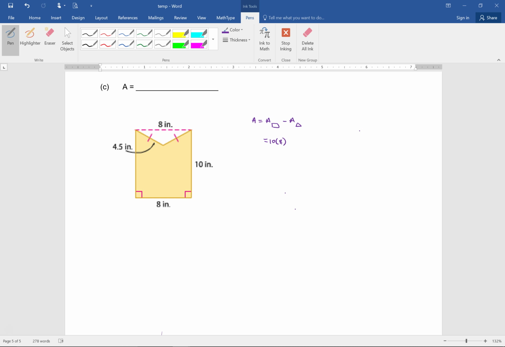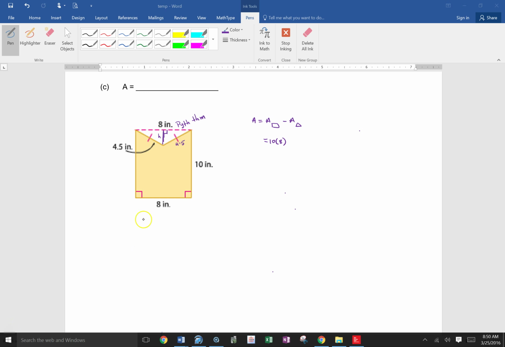Okay? Well, how are we going to do this? We need the height. And we have that this is 4.5. How do we find that height? Pythagorean theorem. So it's going to be 4.5 squared plus h squared is equal to 8 squared. All right, and go ahead and find h. I'll pause for a minute.